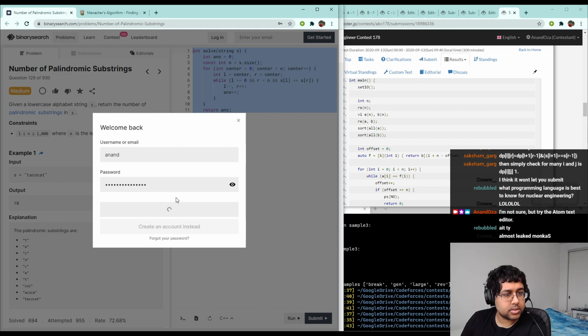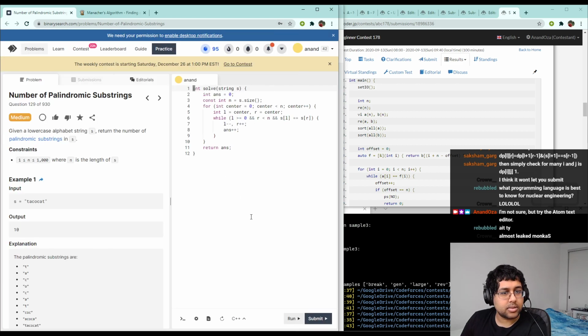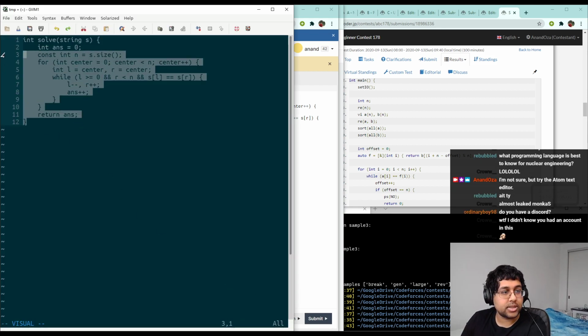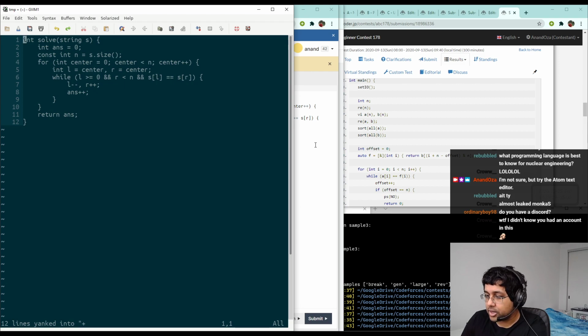Okay, paste. All right, so now let me copy something else so that I don't accidentally paste this. Do I have a Discord? The answer is no. Should I create one?